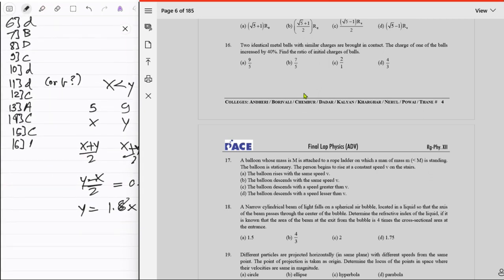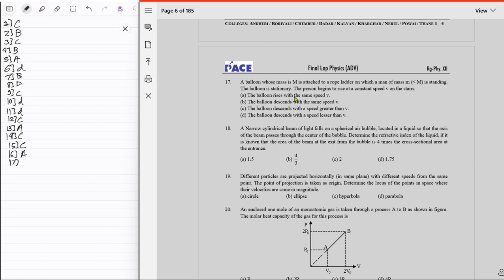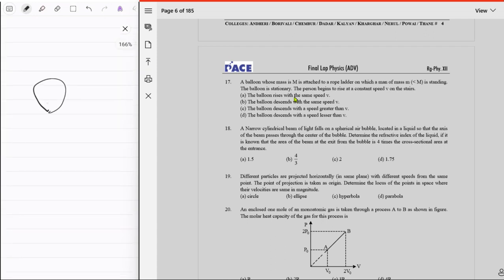Next question. 17th. A balloon whose mass is M is attached to a rope ladder on which a man of mass m is standing. The balloon is stationary. So एक balloon है जिसका mass M है. Okay, it's attached to a ladder. Okay, on which एक दूसरा कोई तो इंसान है of mass m. Okay. The balloon is stationary.